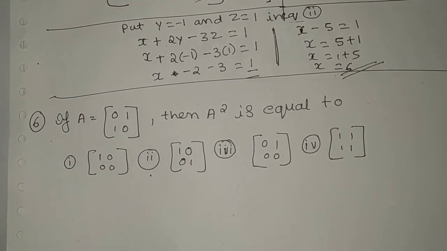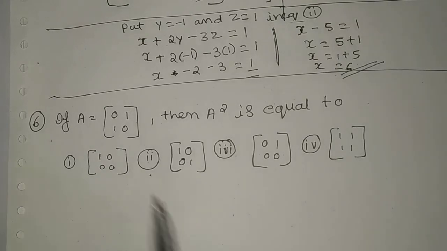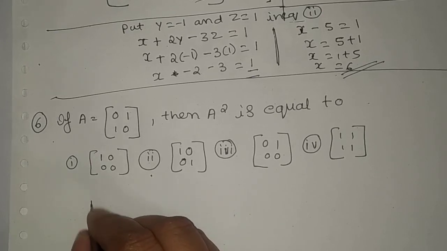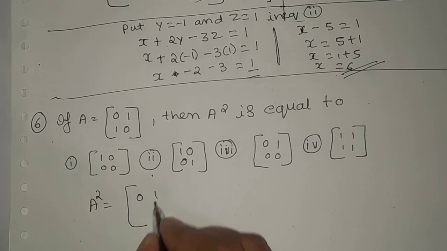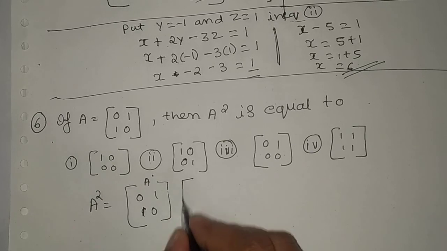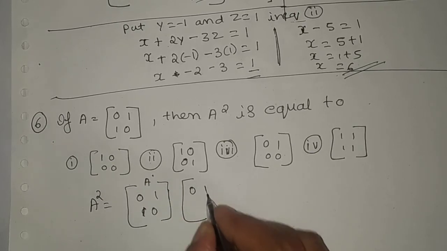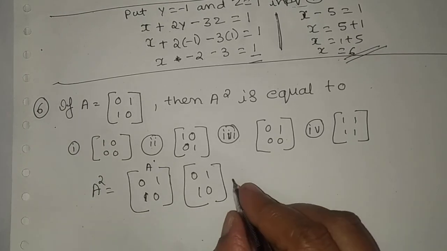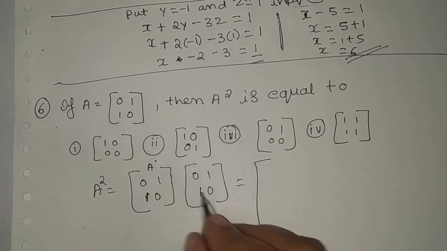Next, sixth problem, that is, if the matrix is given, then A square is equal to what? The matrix is given, we have to find out A square. So what is the first step? A square is equal to, write A twice: 1 0, 0 1, and another A, 0 1, 1 0. Multiply this. I'll write the multiplication here.